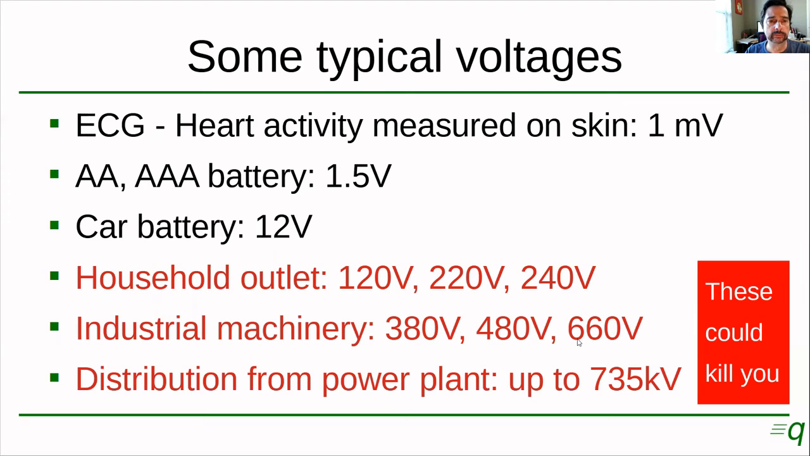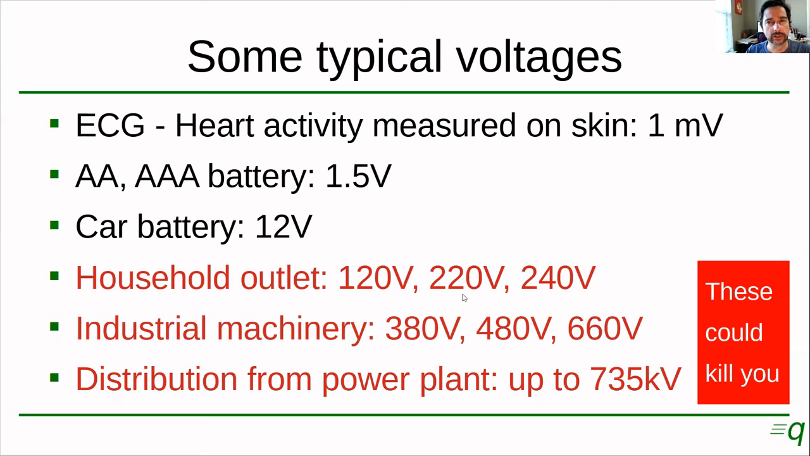And if you go to the distribution voltages from a power plant, you can have up to 735 kilovolts. And this may be changing with time. As power plants go to higher voltage, that will result in better efficiencies. So if you notice these last three lines, I put those in red. So be careful with those voltages because these could kill you.